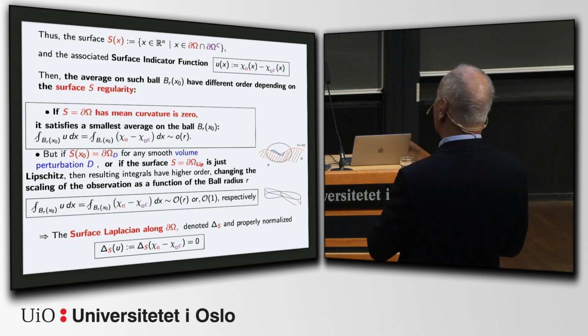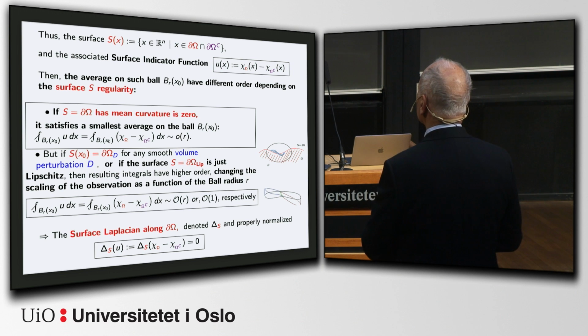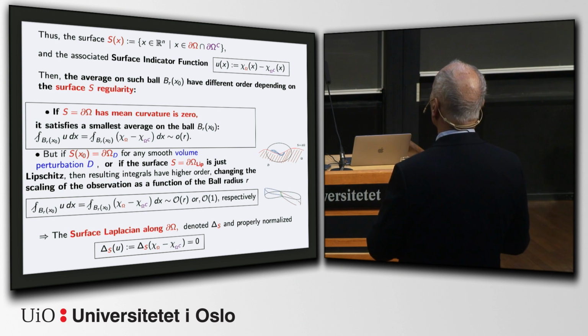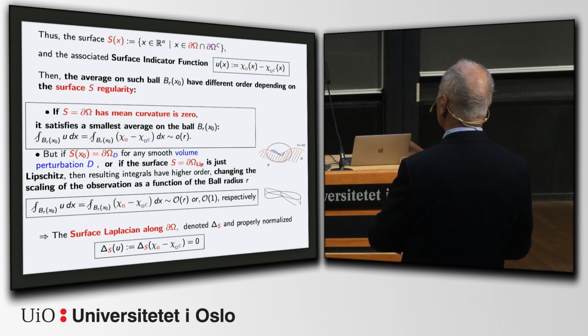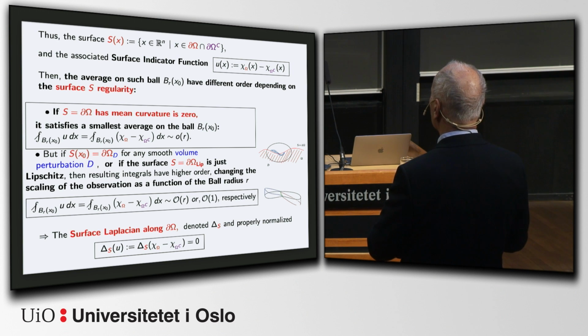If S, which was the boundary of omega, has mean curvature 0, it satisfies the smallest average on the ball BR of x0, right? So you have that the average on BR of x0 of U of x is equal to the average on BR of x0 of the characteristic of sigma, the volume of sigma, minus the volume of the complement of sigma dx, that is equal to O of R.